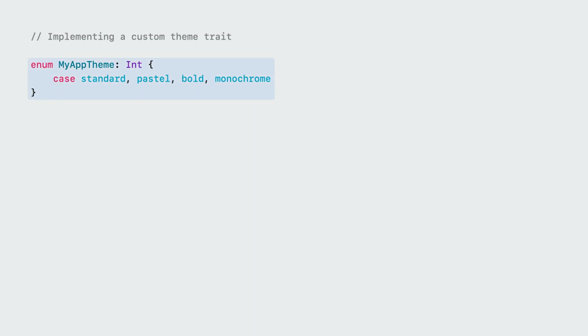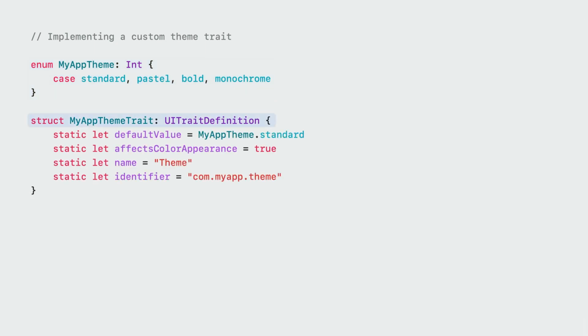I have an idea for another custom trait. Imagine I'm building support for custom color themes in my app. I have an enum named MyAppTheme that represents the 4 different color themes my app supports. The first thing I'll do is declare a new struct, which conforms to the UITraitDefinition protocol. I'll use the standard theme as the default value for this trait. Since I plan to use this new theme trait in my app's custom dynamic colors, I indicate that this trait affects color appearance, and the system will automatically redraw views when this trait changes. Traits that affect color appearance are much more expensive, so use this sparingly and only for traits that change infrequently.